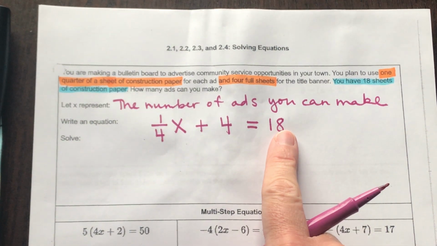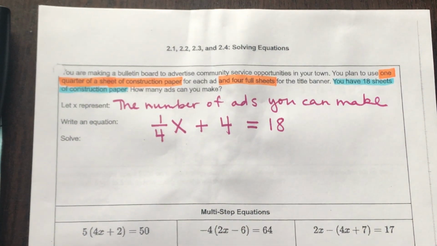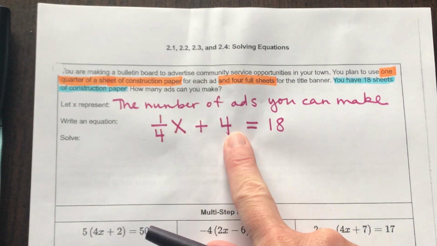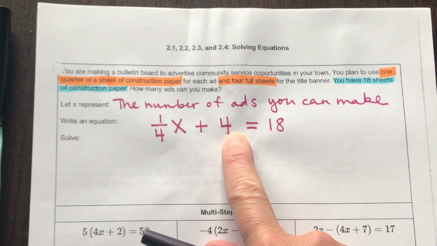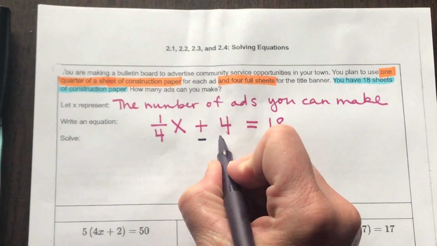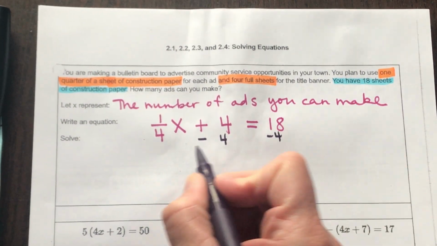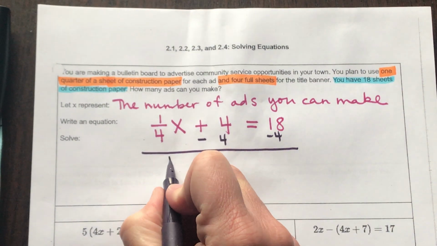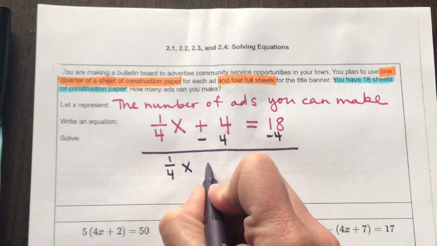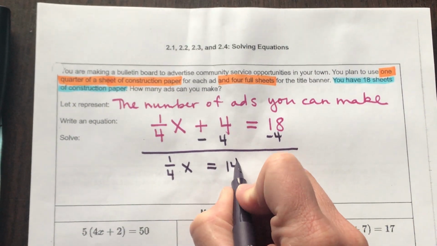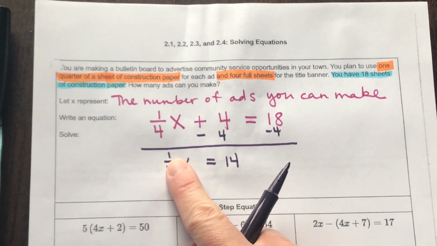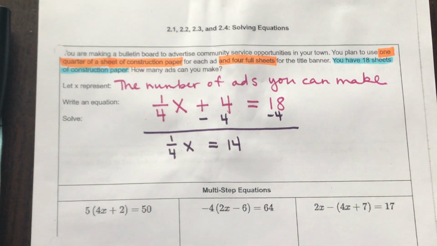Now I can solve for x to find out how many ads I can make with the amount of construction paper that I have. So to solve for x, what I want to do is isolate this variable. So that means I need to move the constant to the other side, and I will do that by using an inverse operation. When I subtract 4 on both sides, I will be left with 1/4 of x is equal to 14.